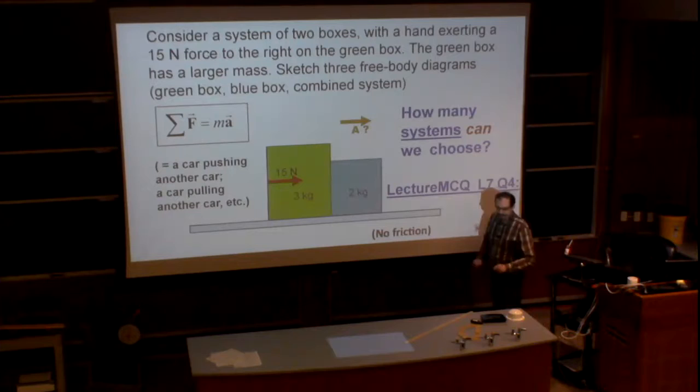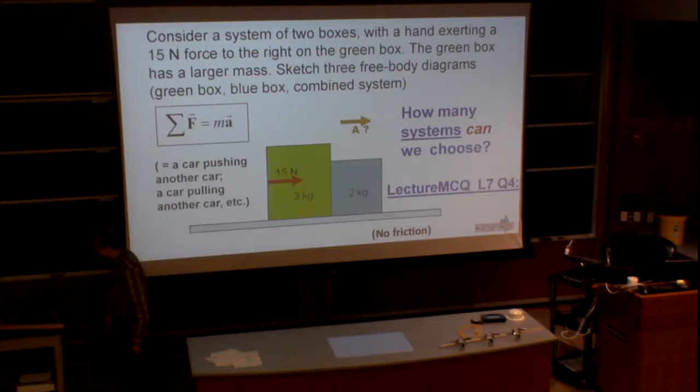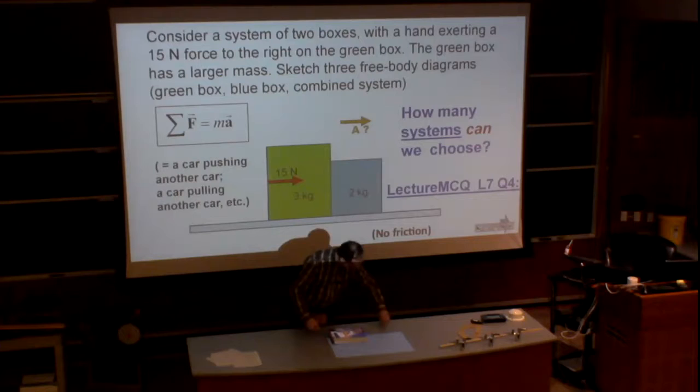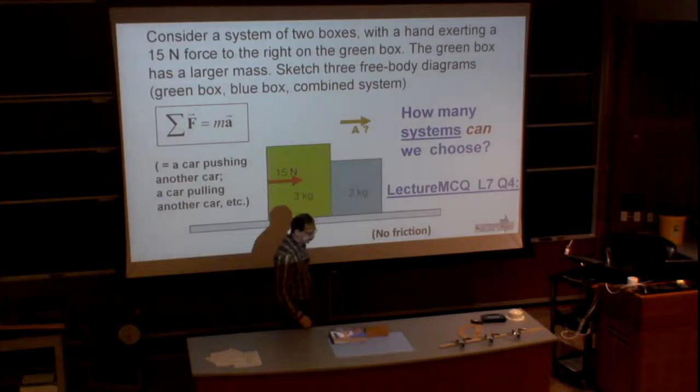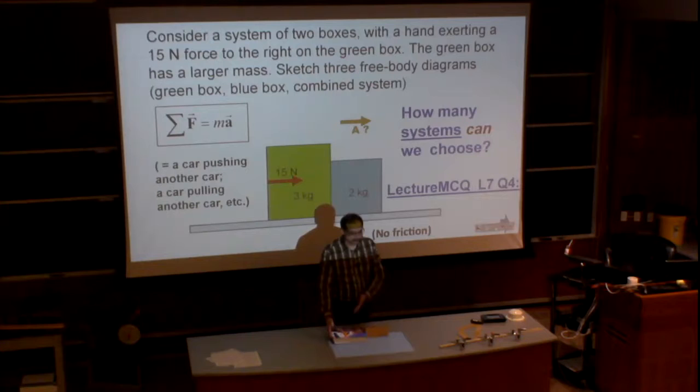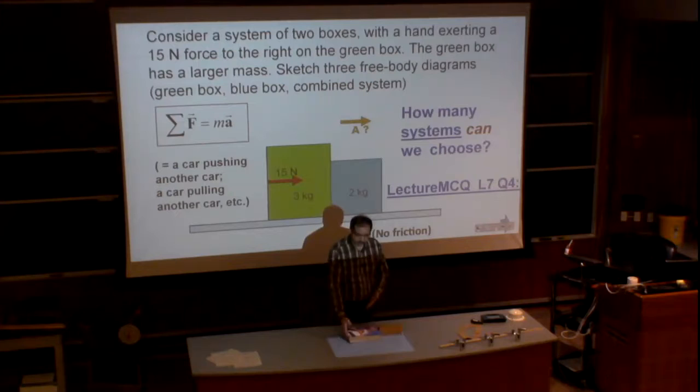The question for you, time for me to prepare. So this is what is literally happening. There is a hand which is touching a big box, and the big box is touching a small box, and they move together in the same direction. That's it, nothing else. We neglect friction for now.